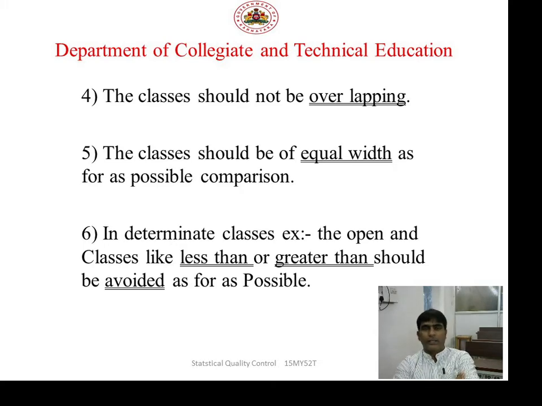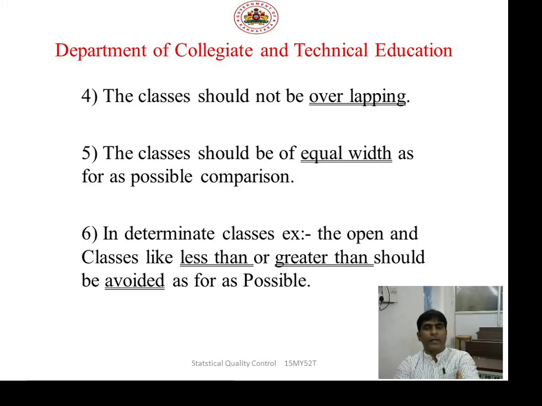So like that, as far as possible, it should be of equal width. That is what the next rule is. In determination of the class size, open classes like greater than and less than should be avoided. So there may be certain conditions where you should use less than values, greater than values.